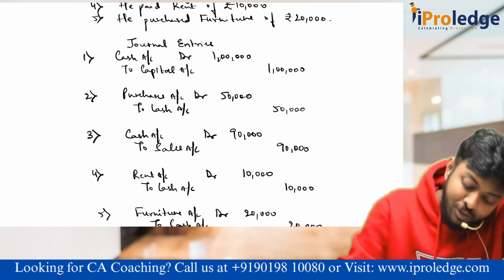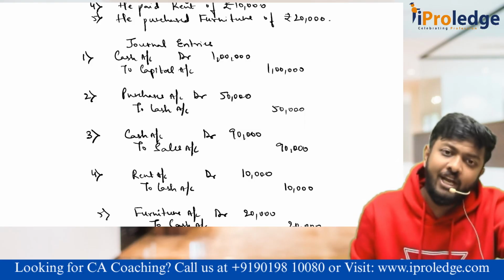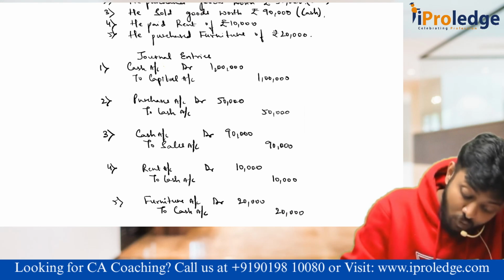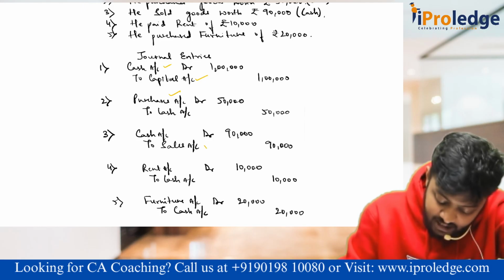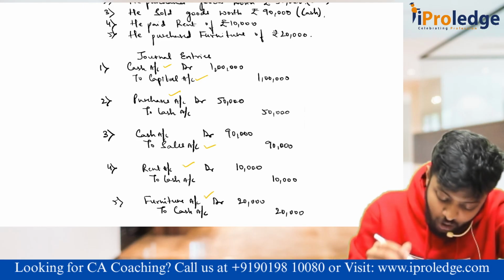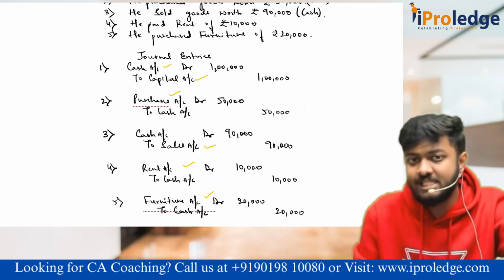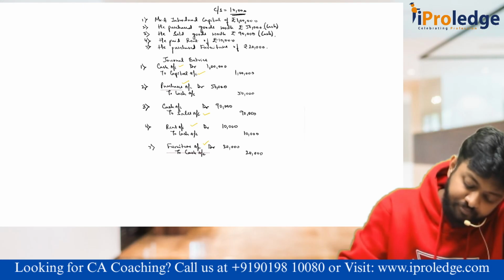So how many new accounts have I used in journal entries? For all the new accounts that I've used in the journal entry, I will open one ledger account. If you see, cash account, capital, purchase, cash already considered, sales, rent, furniture. 1, 2, 3, 4, 5, 6. 6 accounts I have used in these journal entries. So I will open 6 ledger accounts.